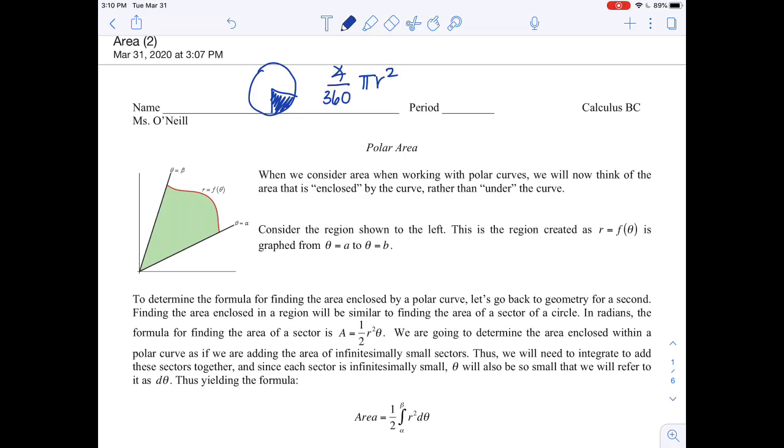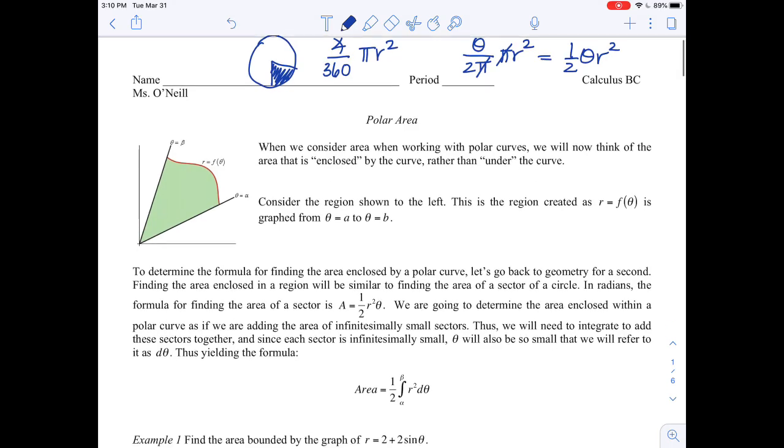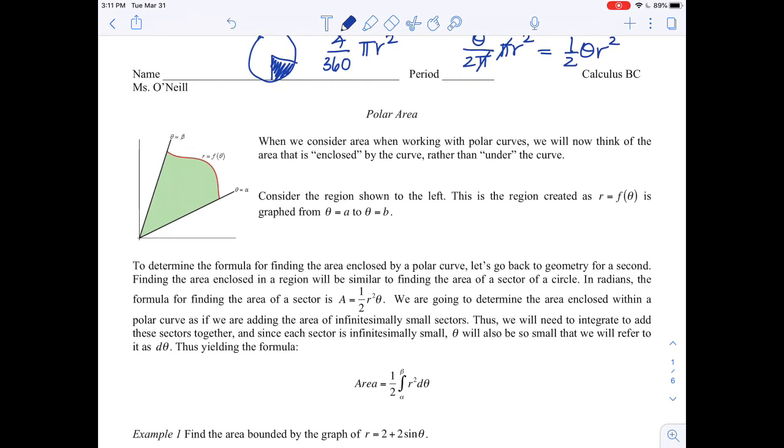Or if you do it in terms of radians, which is where the basis of our formula for today comes from, you can think of your theta out of 2 pi, multiplied by pi r squared. That's actually the same relationship that you see on the left, except now it's in terms of radians. If I clean this up, my pi's will cancel, and I'm left with 1/2 times theta times r squared. So that's the formula for the area of a sector: area of a sector is 1/2 theta times r squared.